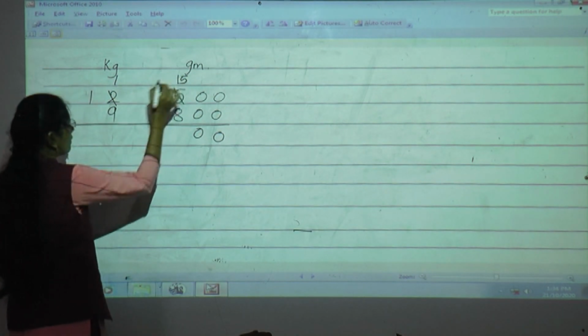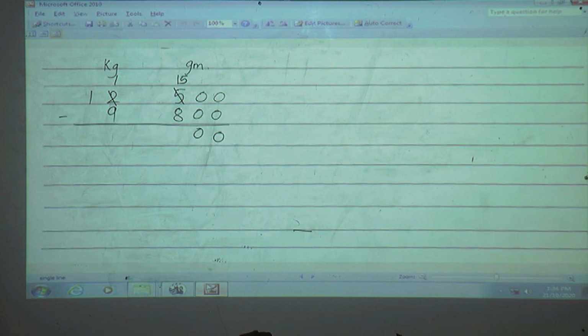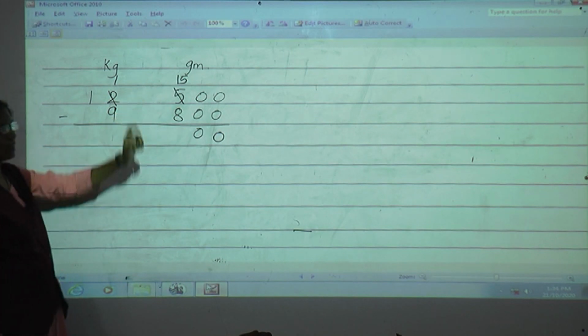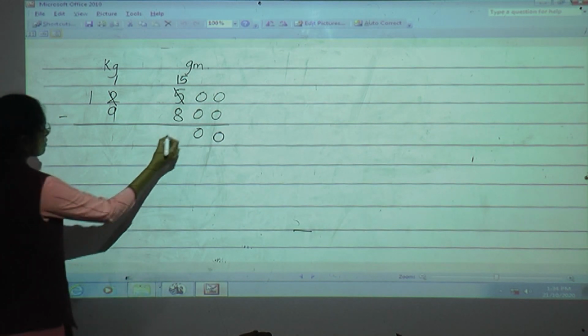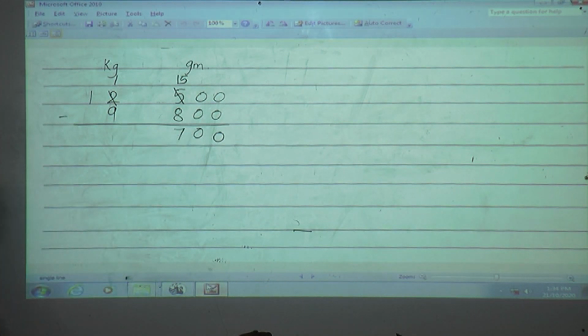And this 5 will become 15 now. Now 15 minus 8. After 8, you have to count your fingers till 15. Yes, count your fingers and tell me the answer. 15 minus 8. Correct, 7. So write here 7. Now we will subtract the kilograms.